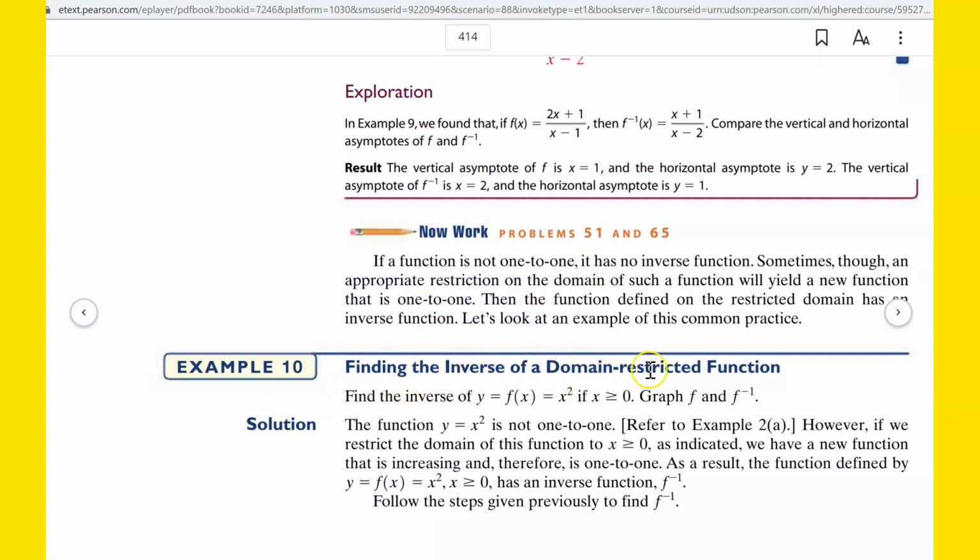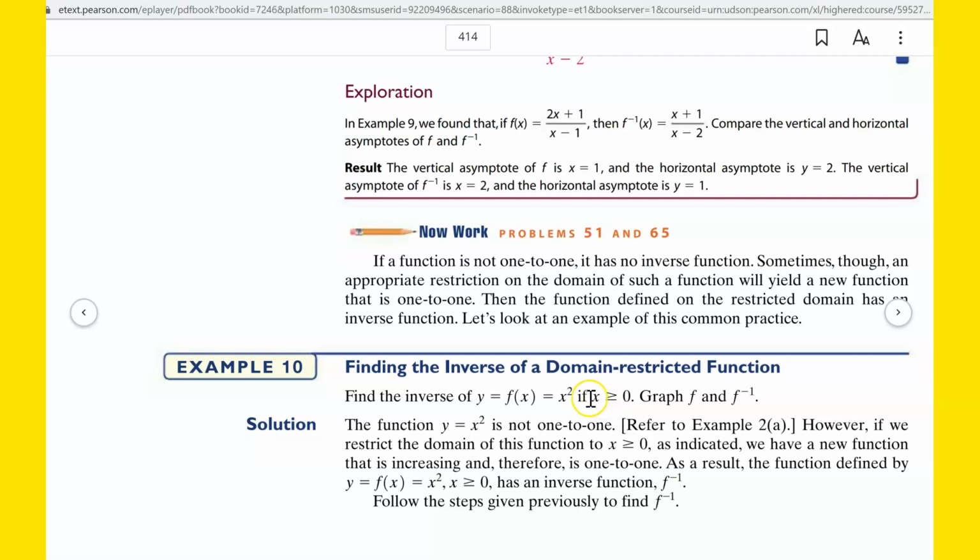Finding the inverse of a domain-restricted function. Find the inverse of y equals f of x equals x squared if x is greater than or equal to 0. Graph f and f inverse. Why does it say if x is greater than or equal to 0 for this particular function? It's because x squared is not 1 to 1. So that function does not have an inverse that is a function. So they have to restrict the domain to a particular portion of the graph where it will be 1 to 1.